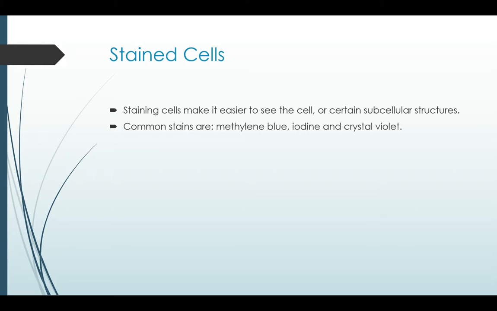Sometimes you stain cells because it makes it easier to see the cell, or sometimes some stains make it easier to see certain structures within the cell. And then the common stains are methylene blue, iodine, and crystal violet.